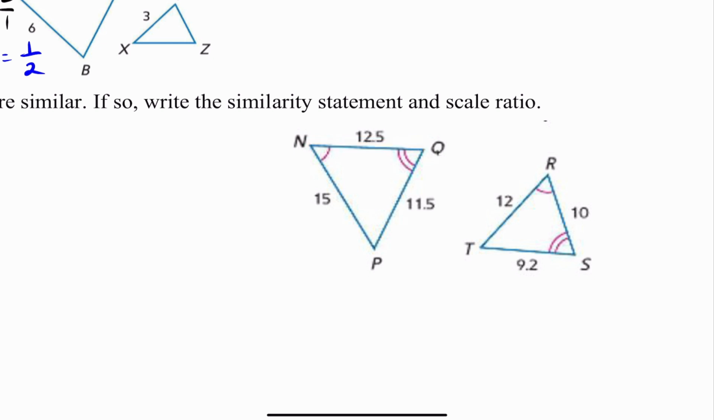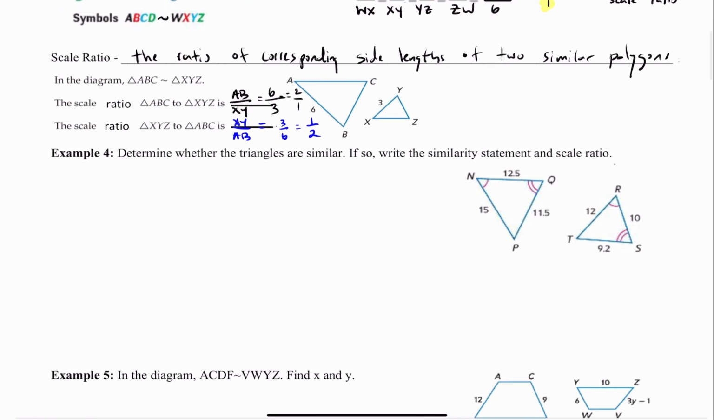I have NQ, which is between this one arc and the two arcs here. So this is the second biggest side. If I were to look over here, 10 is the second biggest side of this triangle, and it's between this one arc and the two arcs here. So I can say NQ corresponds with RS, and NQ is 12.5, and then RS is 10.